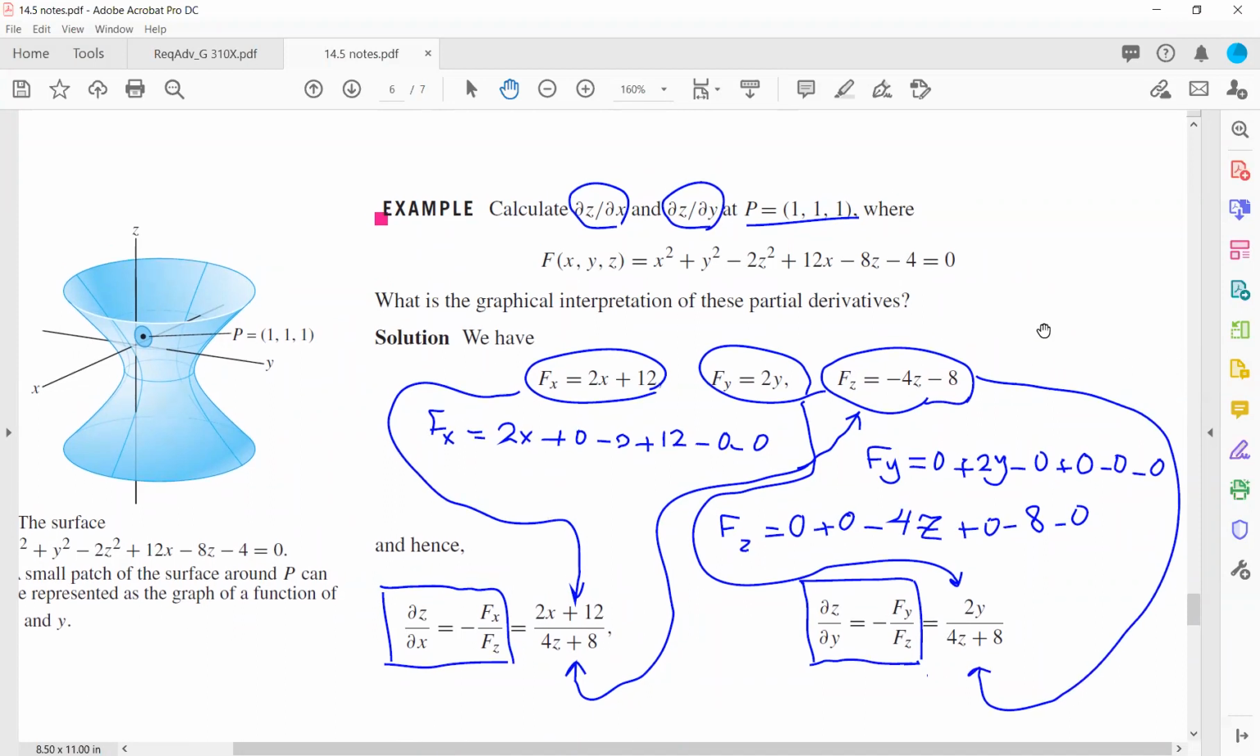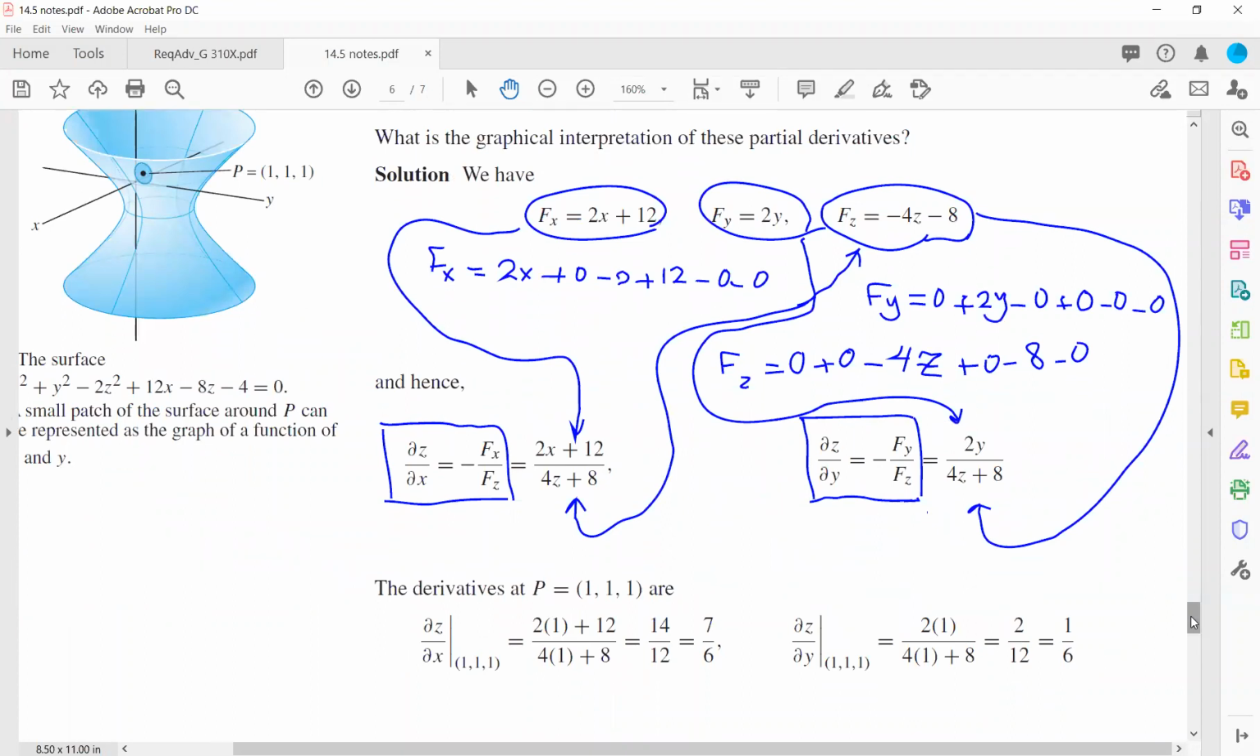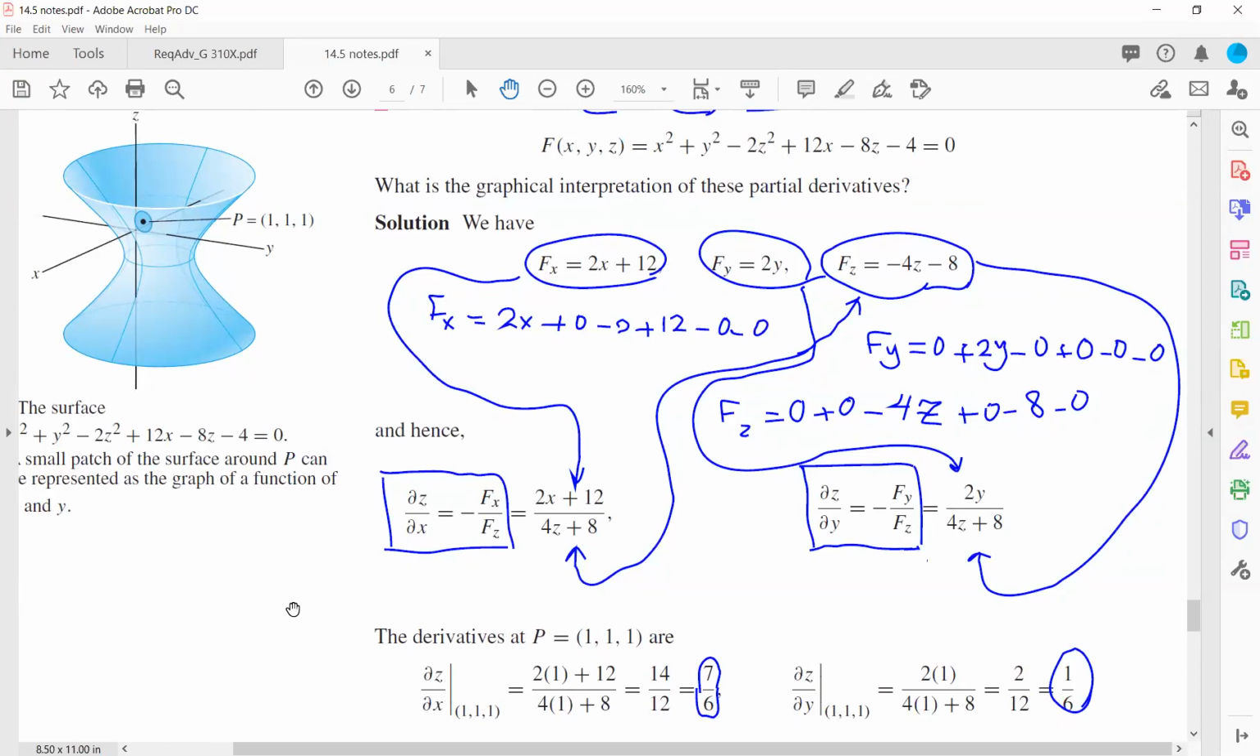If you get back to the question, it actually gives you a point: x is 1, y is 1, and z is 1. Now we plug in 1, 1, 1 into the function to actually calculate the derivative, or rate of change, at this point. 2 times 1 plus 12 divided by 4 times 1 plus 8 is 14 over 12, or 7 over 6. The rate of change is positive, increasing. If you plug in 1, 1, and 1 into the second partial derivative, you get 2 times 1 over 4 times 1 plus 8, which is 1 over 6. The rates of change for both of these derivatives are increasing.